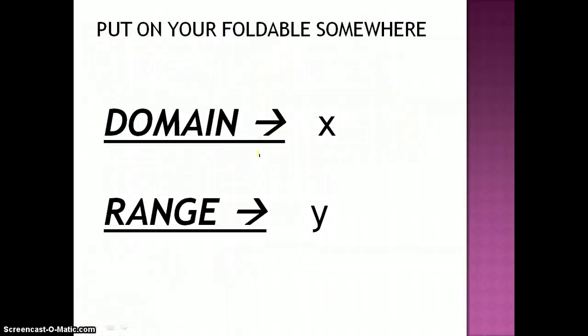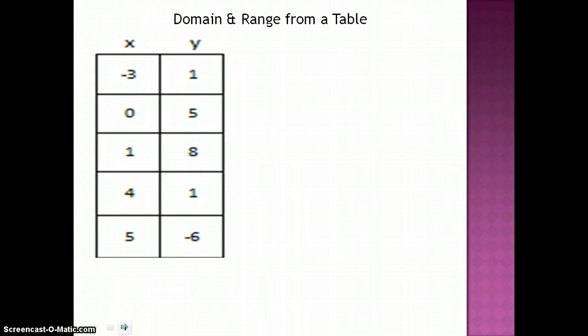Okay, somewhere in your foldable, put that domain is the X and range is the Y value. Now, let's look at this. We're going to look at domain and range from a table first. So go to where your table is, and let's look at this first.